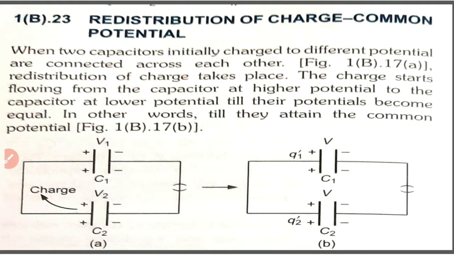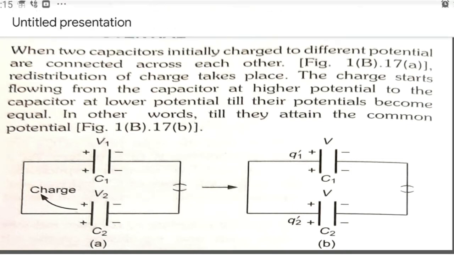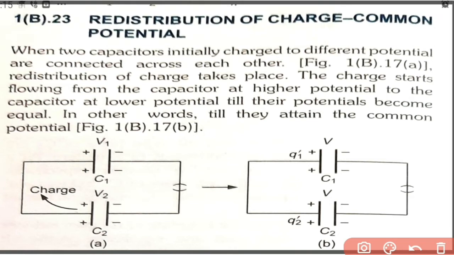Okay, so what is the situation? When two capacitors are charged initially to different potential differences. So one is charged to some potential difference, 50 volt, second one is charged to some potential difference, say 25 volt, and they are connected to each other. So you can see in the diagram, the two capacitors are connected, which are charged to different potential differences V1 and V2. They are connected together like this.